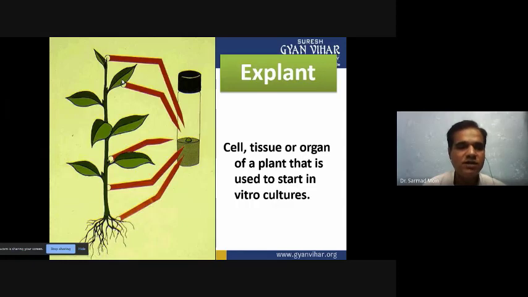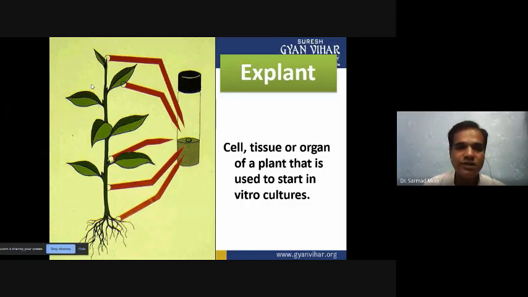So these explants can be taken from many parts of the plant and can propagate as an entire plant. We have to use in vitro conditions to propagate these explants, and these explants can propagate into a healthy plant.